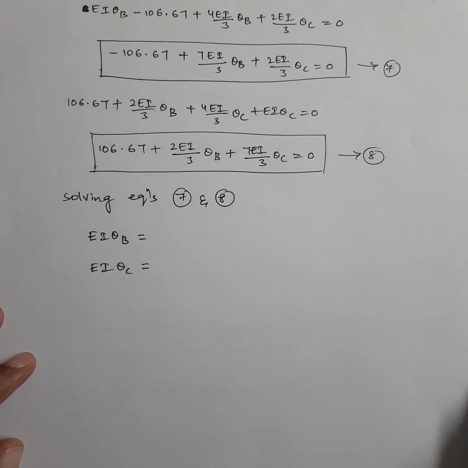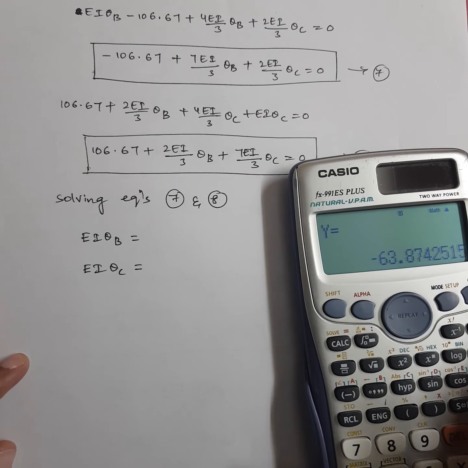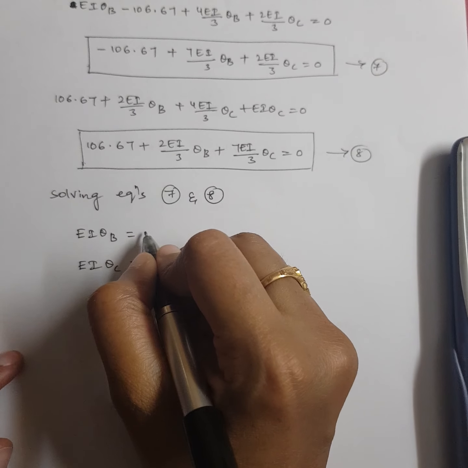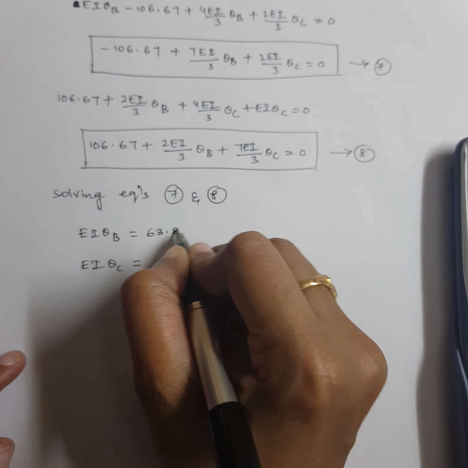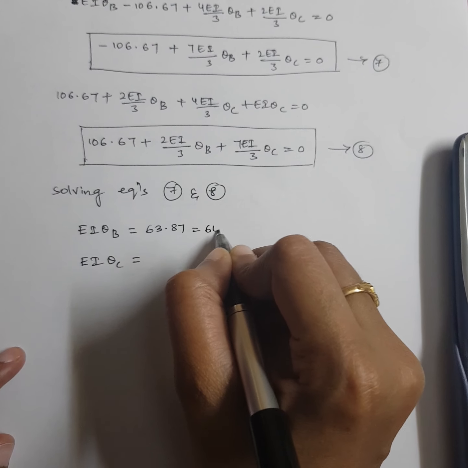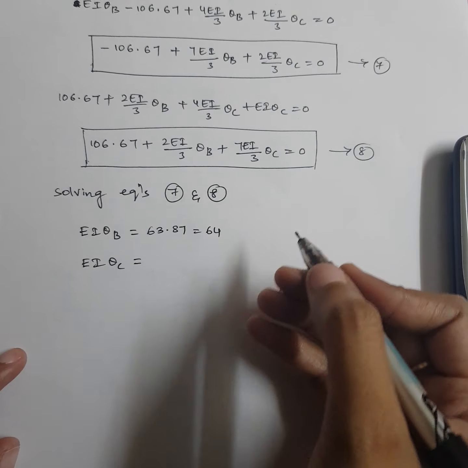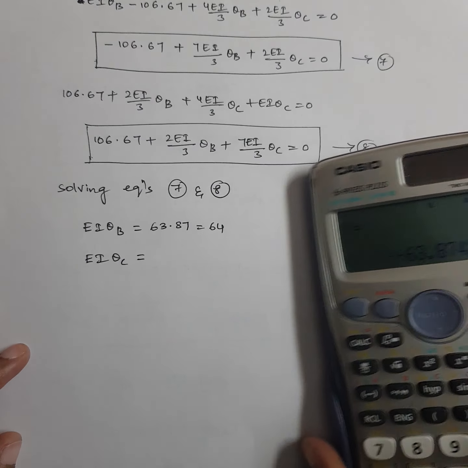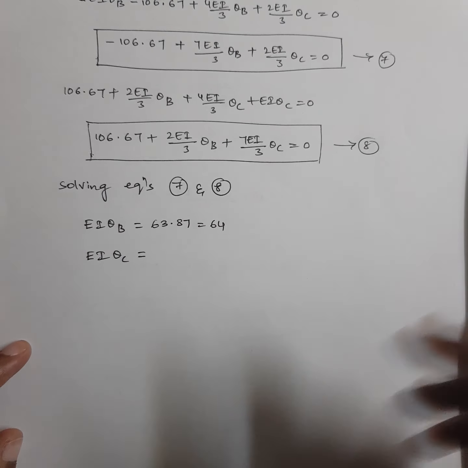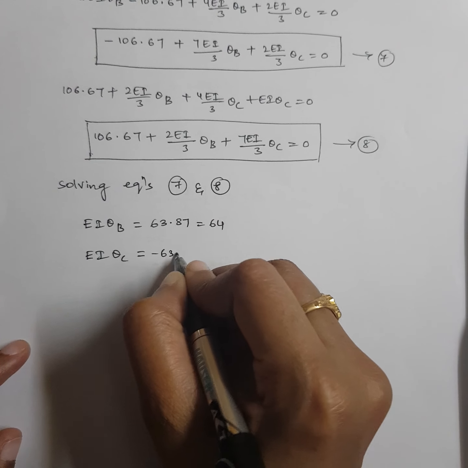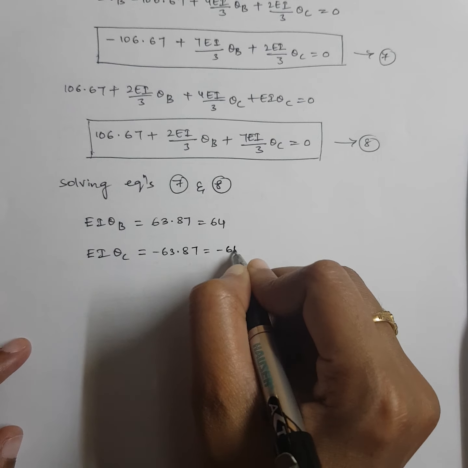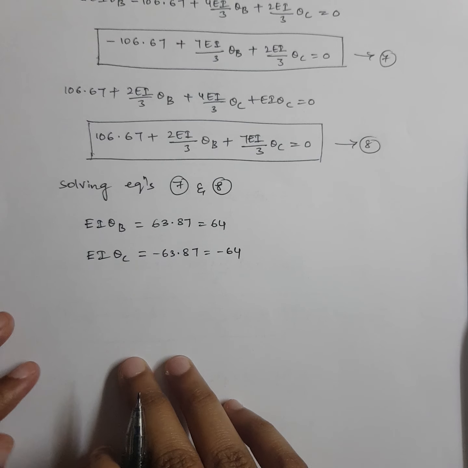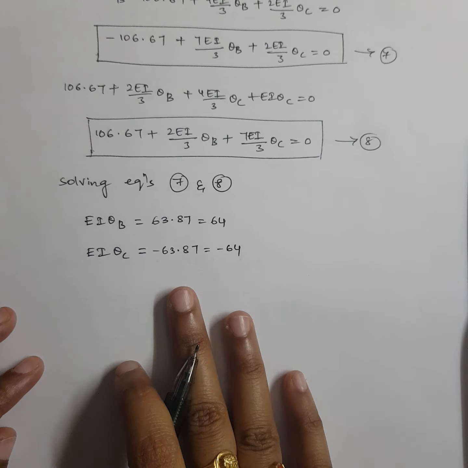Right, so I have solved and I got the values of two roots. I got EI theta B as plus 63.87, which I'll take as 64. So I got a positive value, which is a clockwise direction, and I got EI theta C as, see here, minus 63.874, which I'll take as minus 64. I'll make a round figure for easy calculation. So these are the values of slopes.